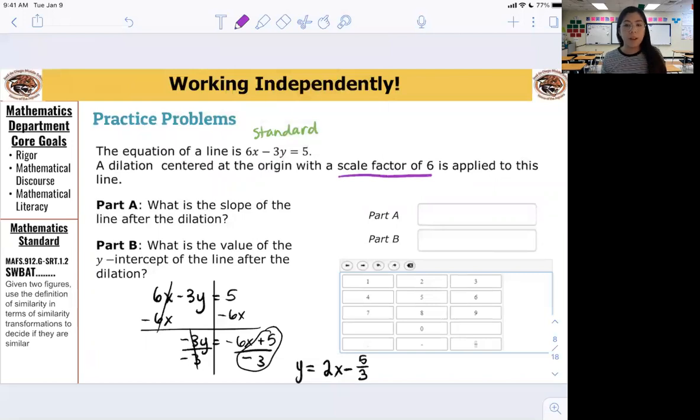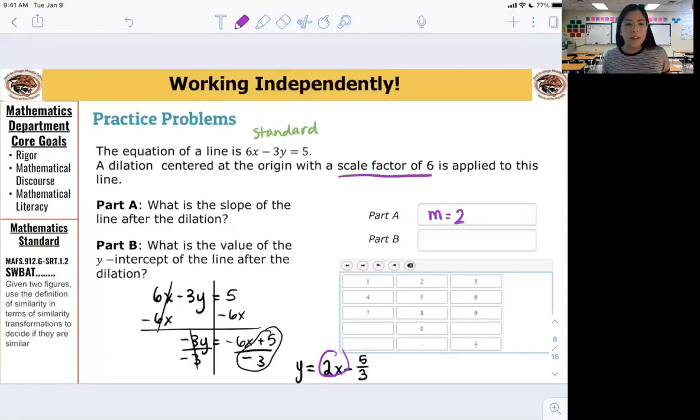Okay, so now let's put it all together. What is the slope of the line after the dilation? Good, Perla. 2. Remember, does the slope change when you dilate a figure? Will the slope change? No. So if the slope is 2 to begin with, it's going to be 2 at the end as well. So slope is 2.